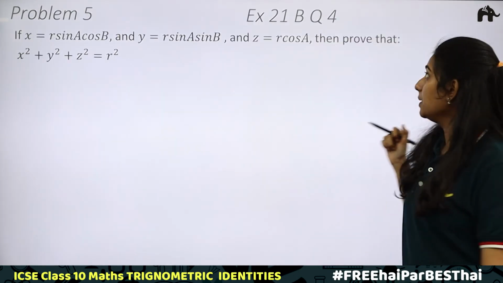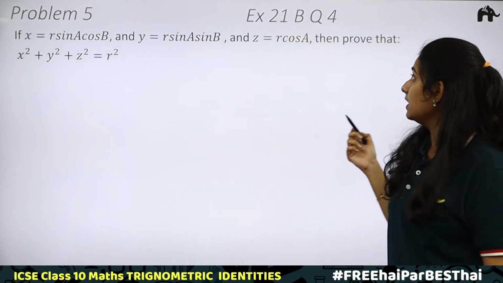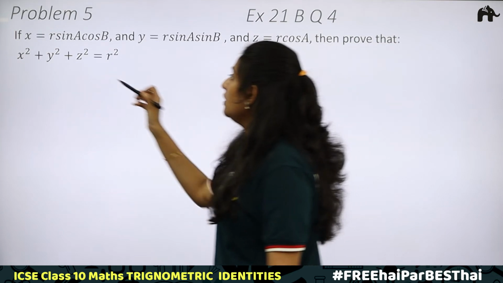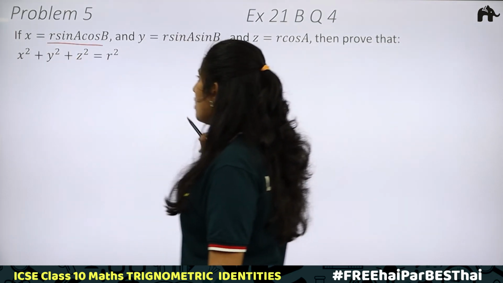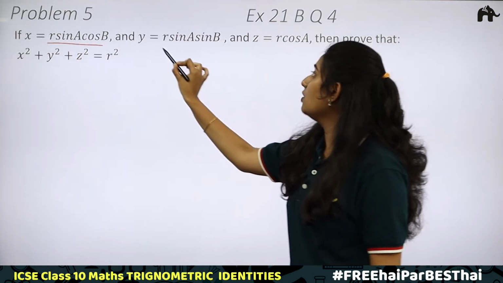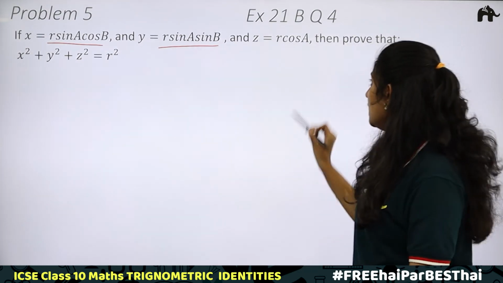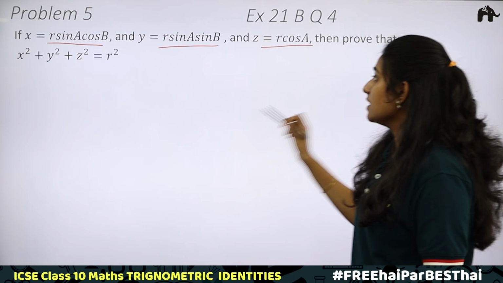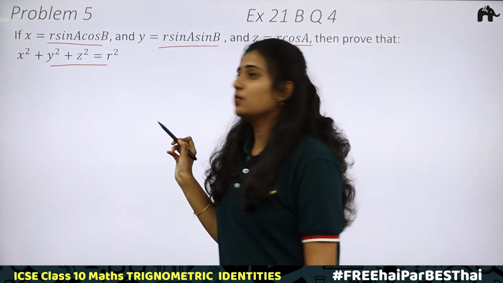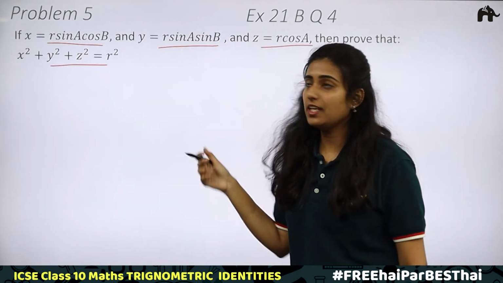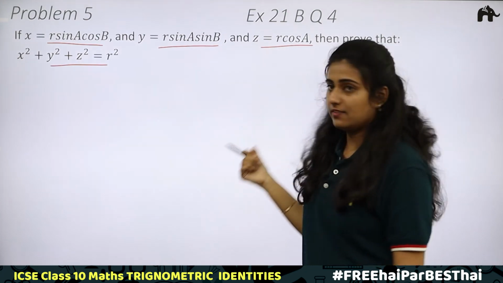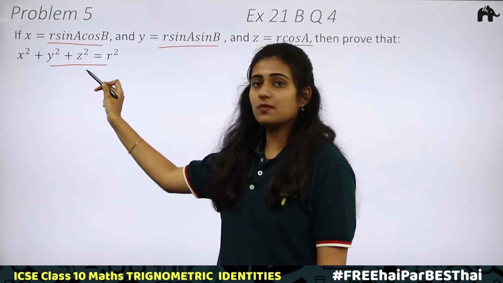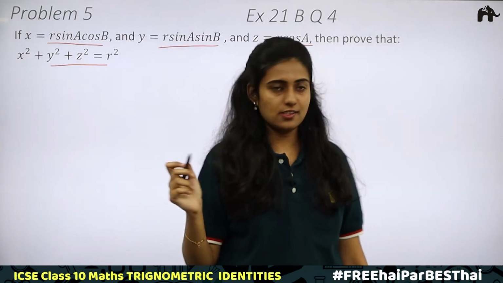Okay. Problem number 5, question 4 of exercise 21B. If x is equal to r sin A cos B and y is equal to r sin A sin B, z is equal to r cos A, then prove that x square plus y square plus z square is equal to r square. Here we have x, y and z given. We have to show that x square plus y square plus z square is equal to r square.